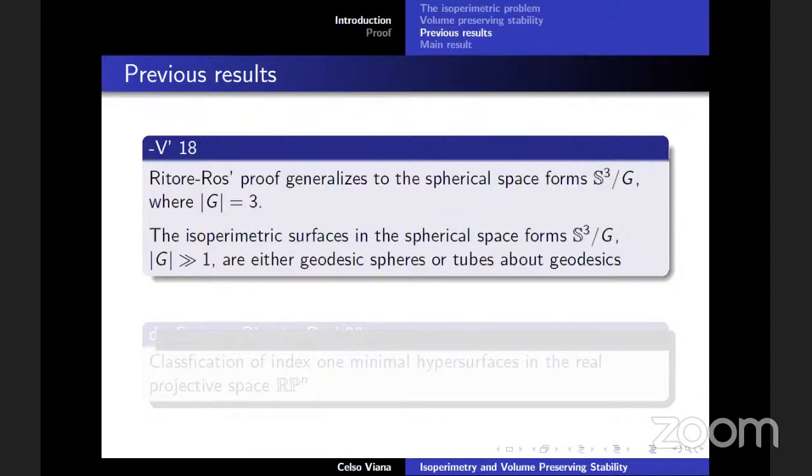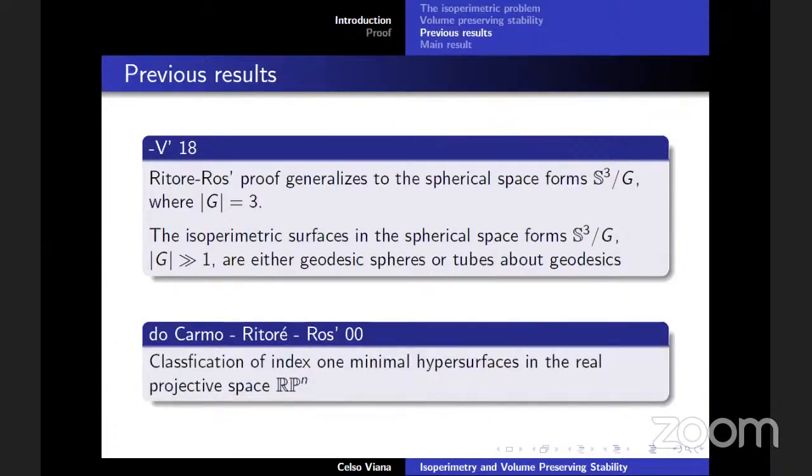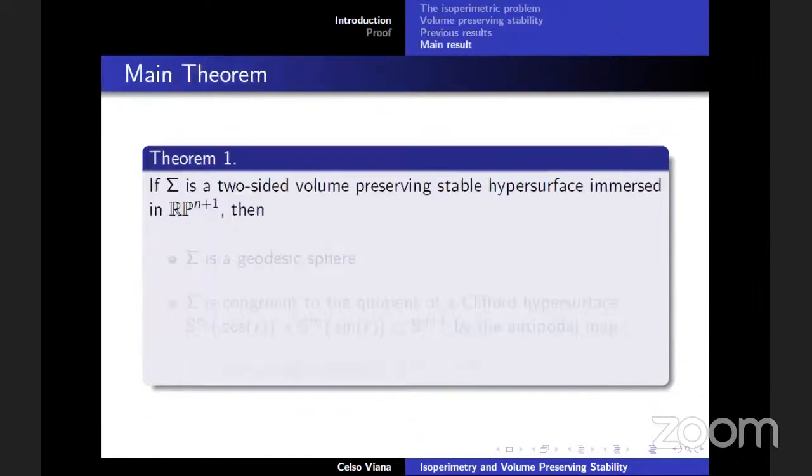Another important previous result is a result of do Carmo-Ritoré-Ros, where they consider the case of RPn in many dimensions, and they gave a classification when the mean curvature is 0. This is a very important work and gave us a lot of motivation, and hopefully I'll be able to explain the similarities and also the key differences in our approach compared to their result. Now I can state our main contribution.